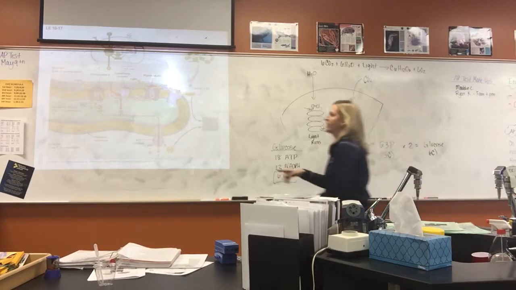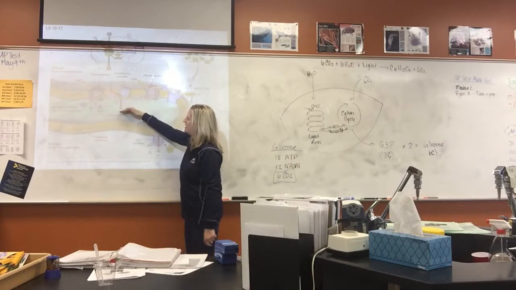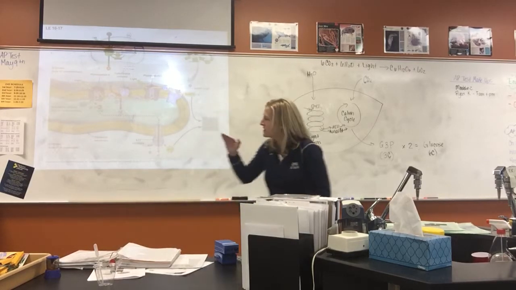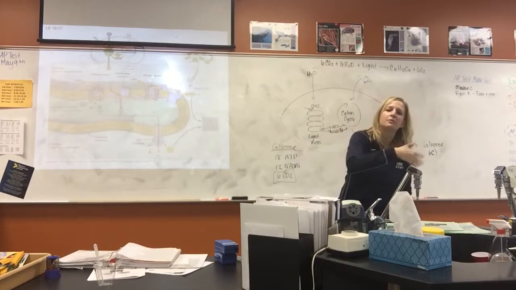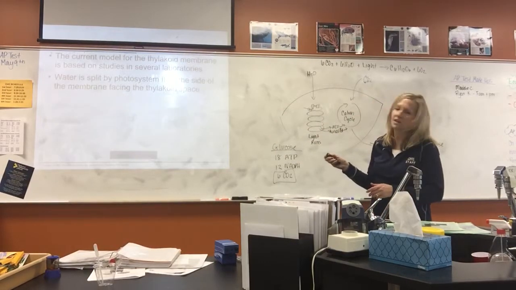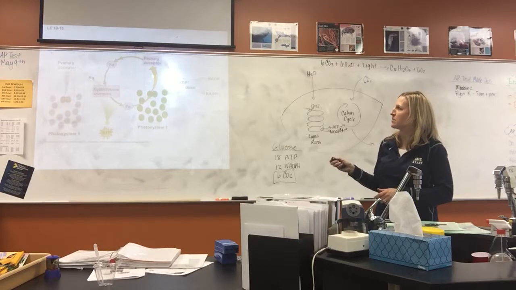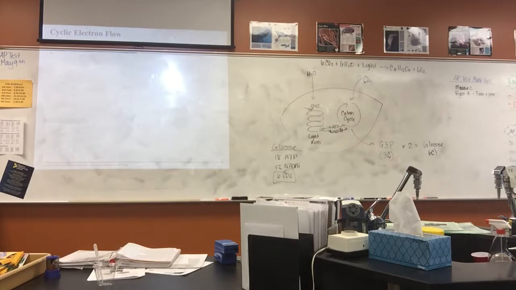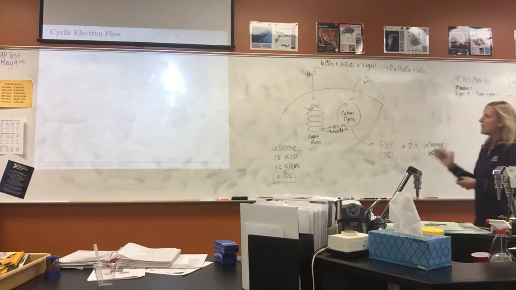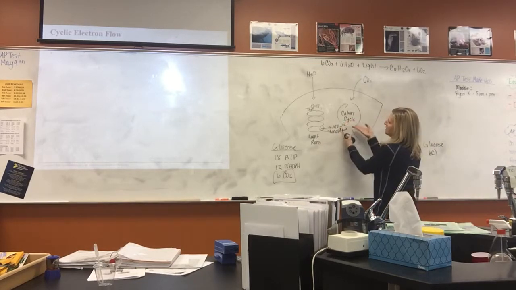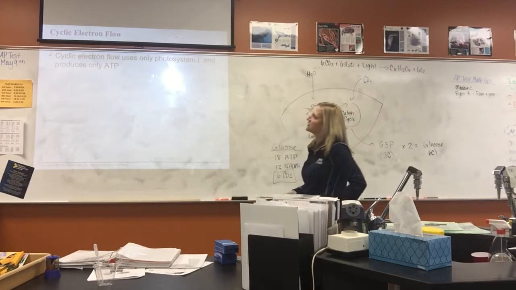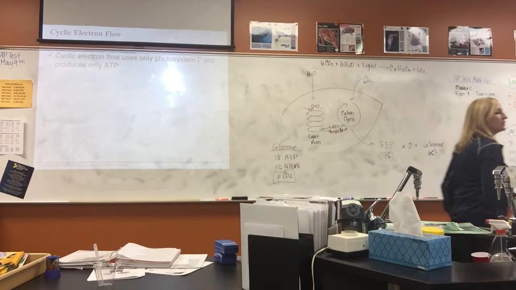It pumps the H pluses into the thylakoid so that you can make ATP. To understand this, we're going to go way back to the part that we skipped called cyclic electron flow, because that's what happens. You wouldn't have understood the need for this until we talked about the Calvin cycle. Cyclic electron flow happens when ATP gets used up. It uses only photosystem 1 and produces only ATP.